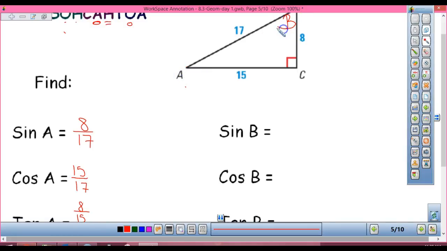Okay, so if we're talking B, we've got to look at this angle right here. So B is going to be opposite is 15 over 17, because that's opposite over hypotenuse. Cosine is adjacent over hypotenuse. And tangent is opposite over adjacent.